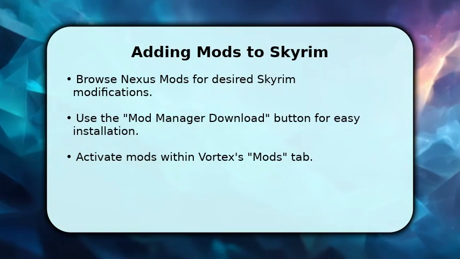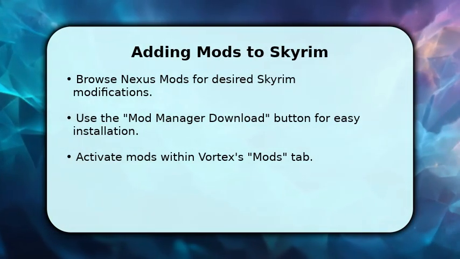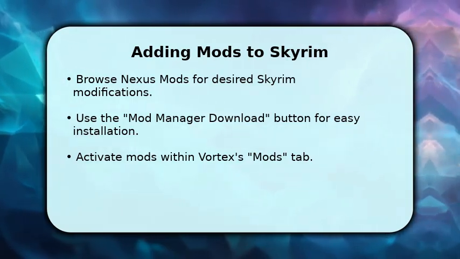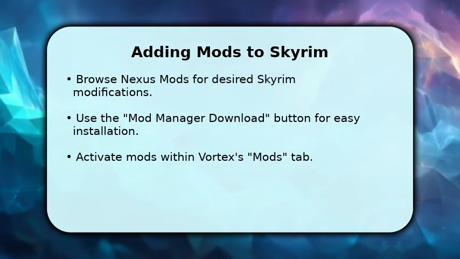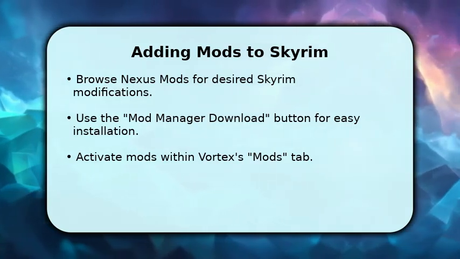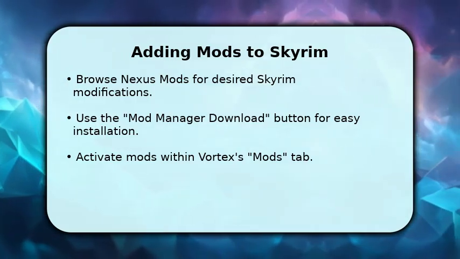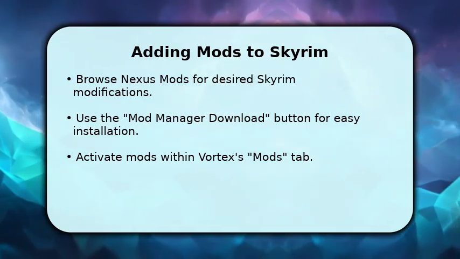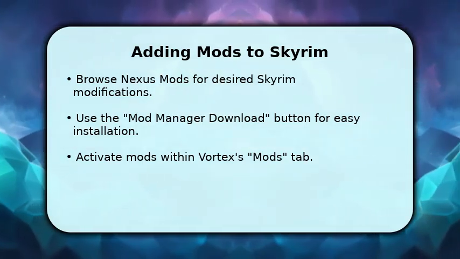Now that Vortex is set up, let's add some mods. Head over to Nexus Mods and browse for the Skyrim modifications you want. When you find a mod you like, simply click the Mod Manager Download button. Vortex will automatically handle the download and initial installation. Once downloaded, navigate to the Mods tab within Vortex and activate your newly acquired modifications. This process is straightforward, allowing you to quickly populate your game with exciting new content and enhancements.